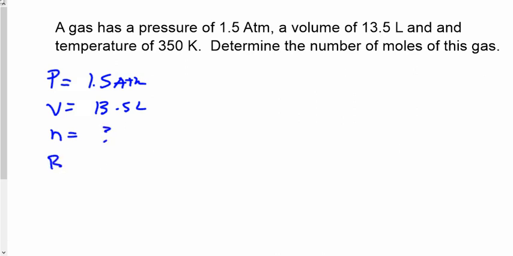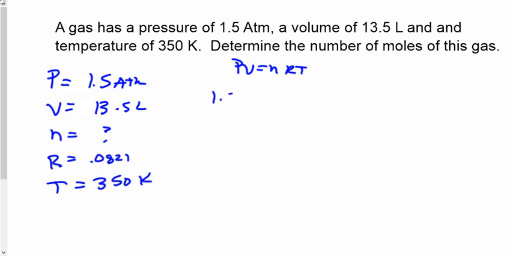The R constant, well, I'm in atmospheres, so I'm going to use 0.0821. And my temperature, again, must be in Kelvin, and it's already in Kelvin, so that's really nice, 350 K. Notice how, since I'm in Kelvin, I do not need to add the 273. So now I'm going to set up my equation. The equation, again, PV equals nRT. I'm going to plug numbers into it and just solve for n.